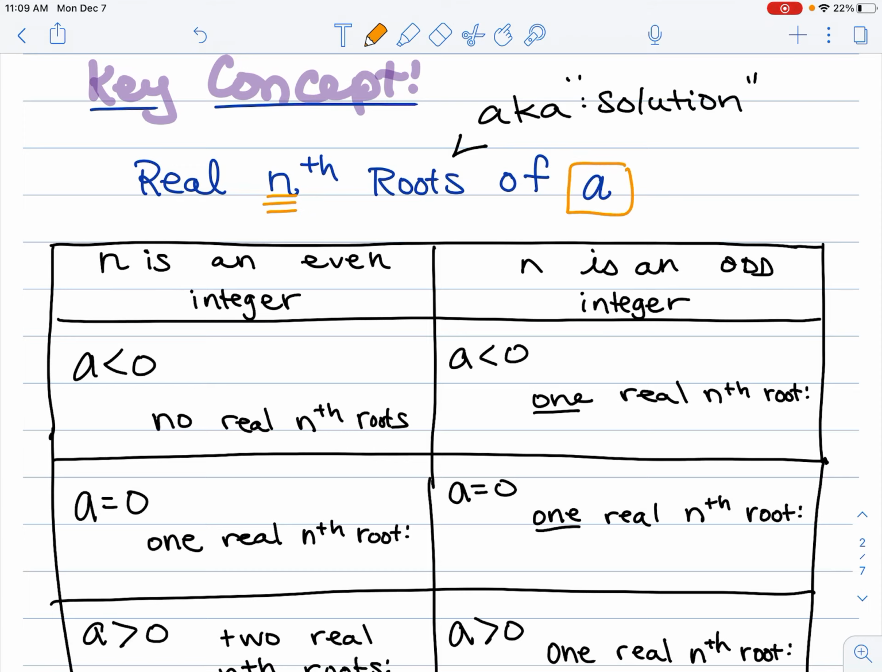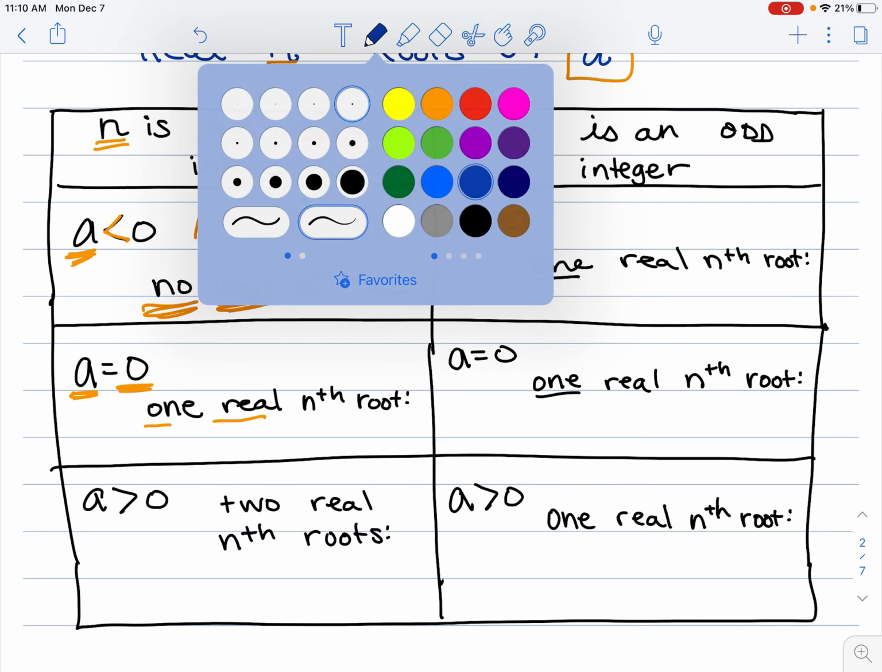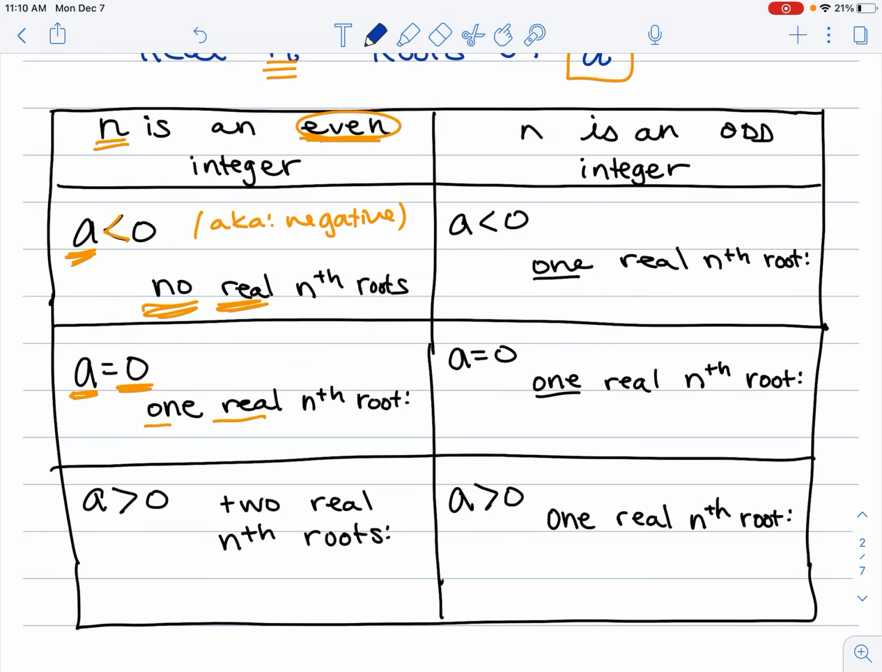Also, if n is an even integer and the value inside the root, or a, equals 0, then there's one real nth root, which looks like this. If I've got the second root or the fourth root of 0, then the only real root that you have is 0 itself, okay? And we can also write that as the nth root of 0 is 0.